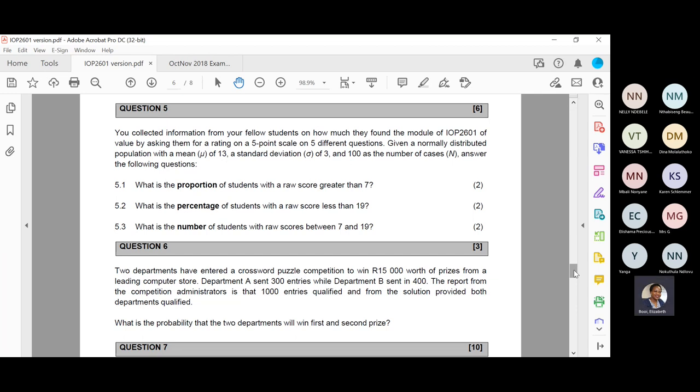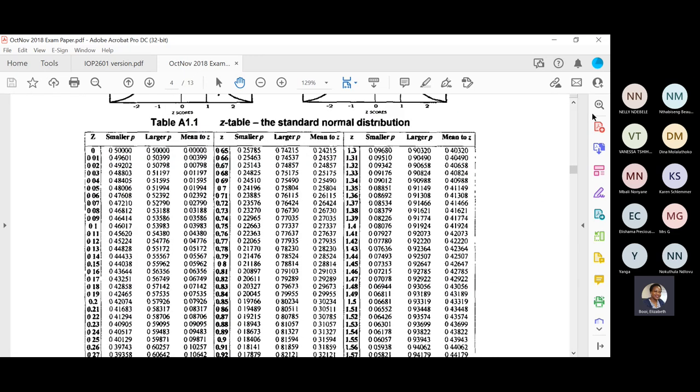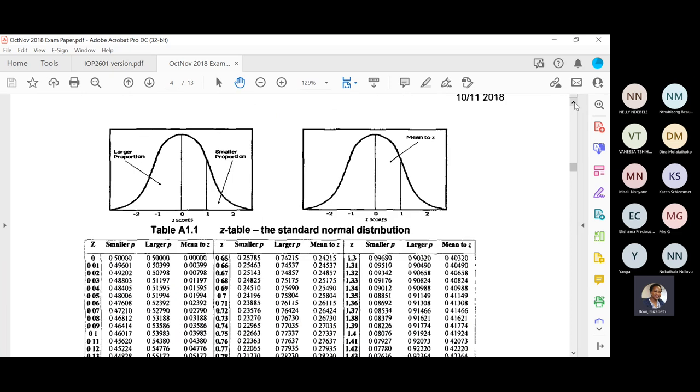So the first question is, what is the proportion? Remember all this, we also did cover this during our session. Proportion means decimals. Percentage means you need to leave your answer multiplied by 100, and the number will be the actual value that we need to be calculating. You also need to know how to read the table. Because we're going to use the normal distribution table, where we're going to use the smaller portion, larger portion, and the mean to Z to find the probability or to find the proportion that we are looking for.